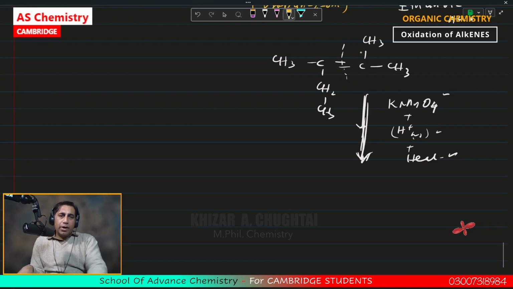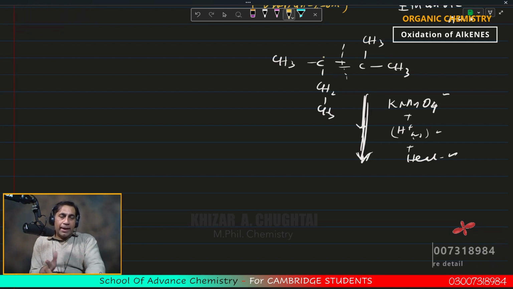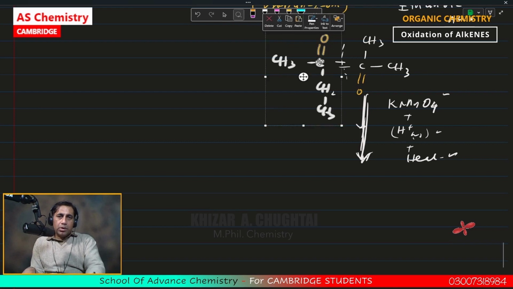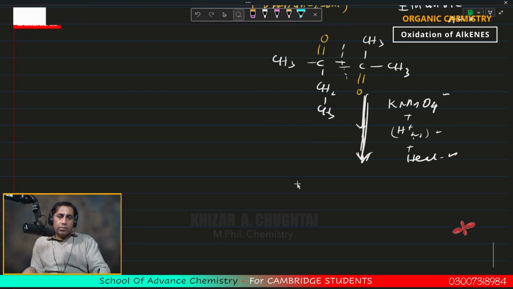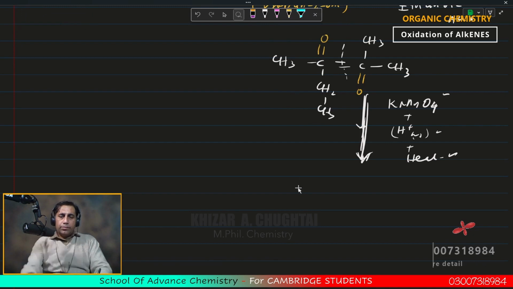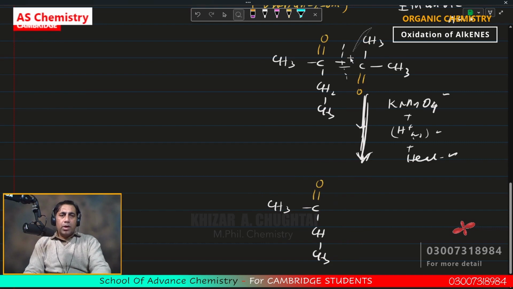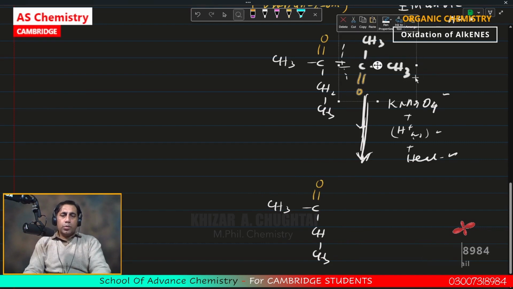Oxygen. As you have seen, there is no single carbon lying on either side. So simply, we are introducing C double bond O. Same is the case over here, C double bond O. So we have made these compounds. What are these compounds? One compound is this one, and the other compound is this one.